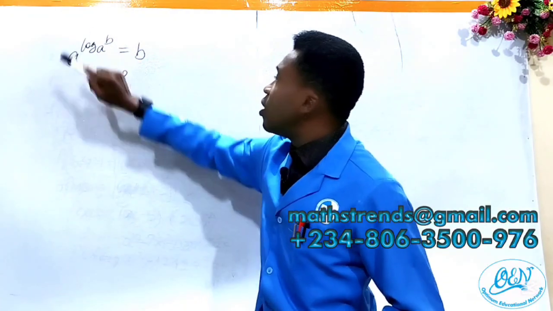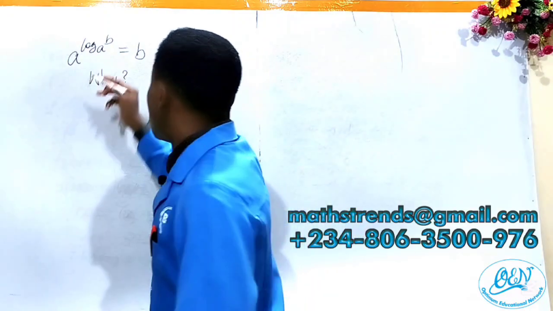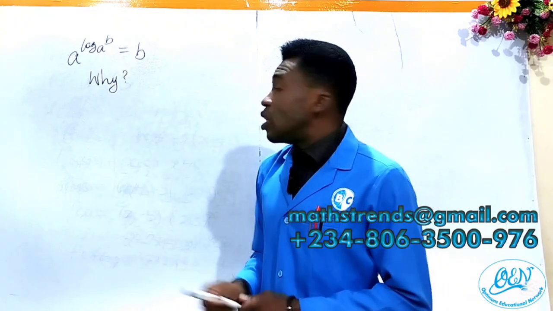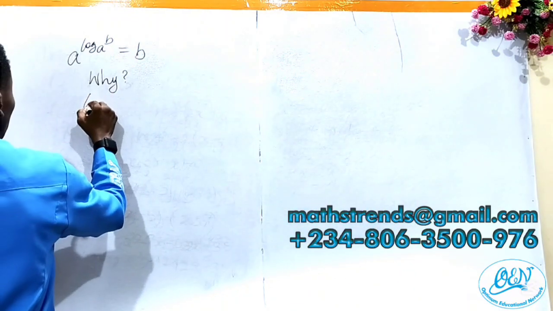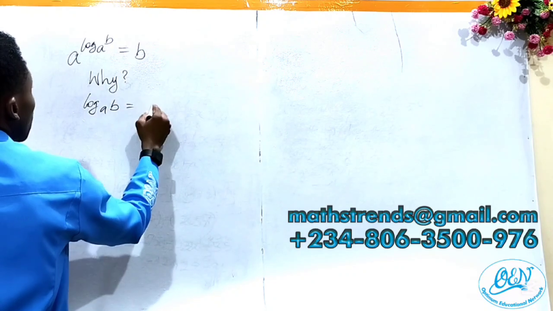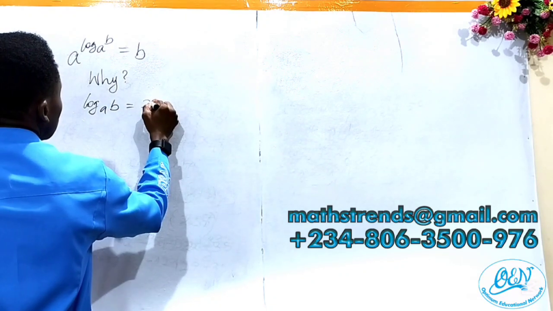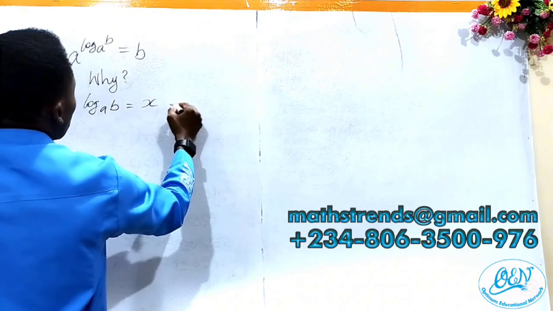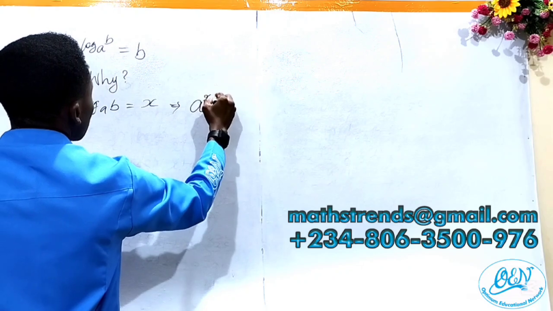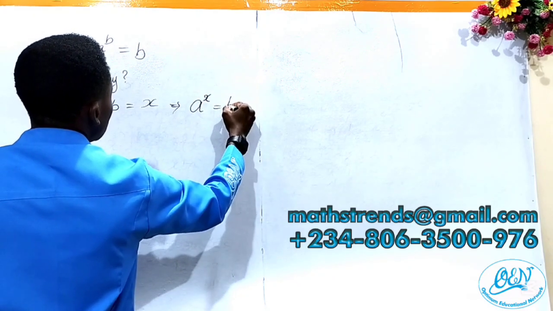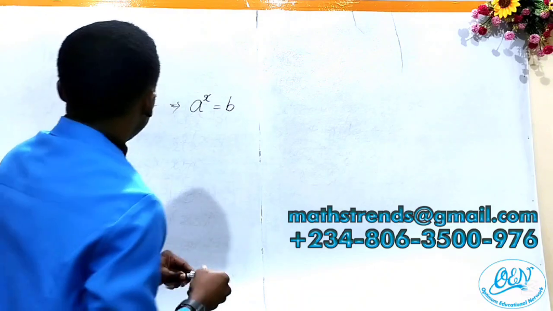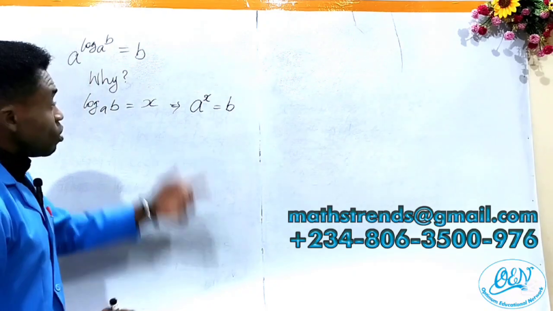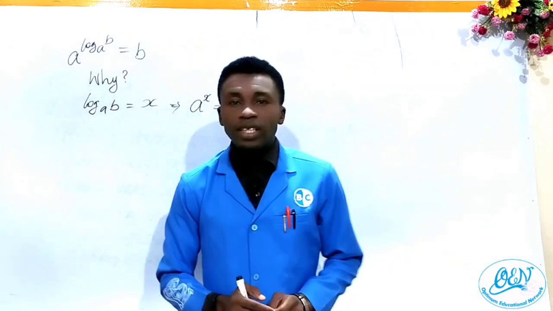So why is this equal to this? Of course, we know that what this means is what power you're going to raise A to obtain B. So we can call that power X. So this whole thing now becomes A raised to the power X equal to B. So this X is more like a conversion factor that will give us B. We put it into this. So let us get into the class and do some practical examples of this.